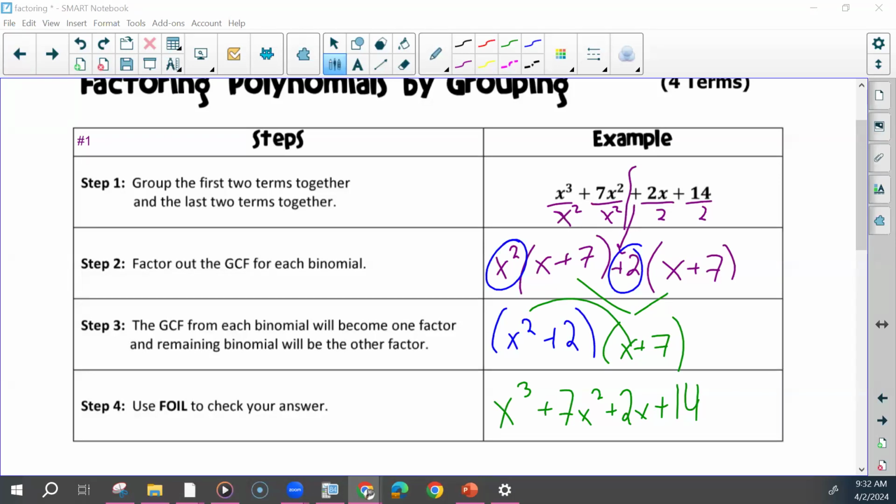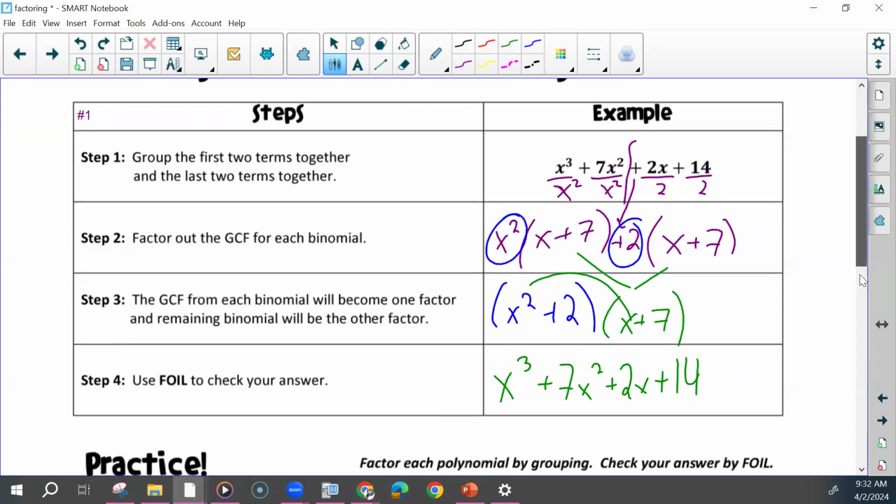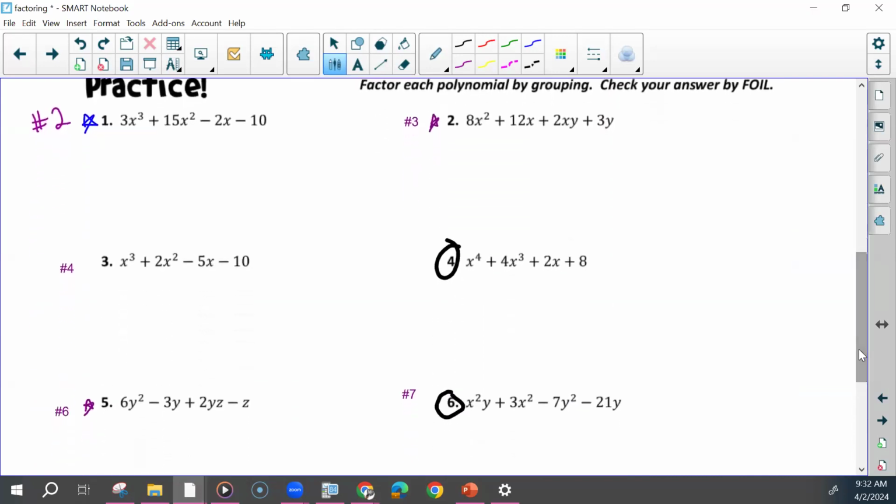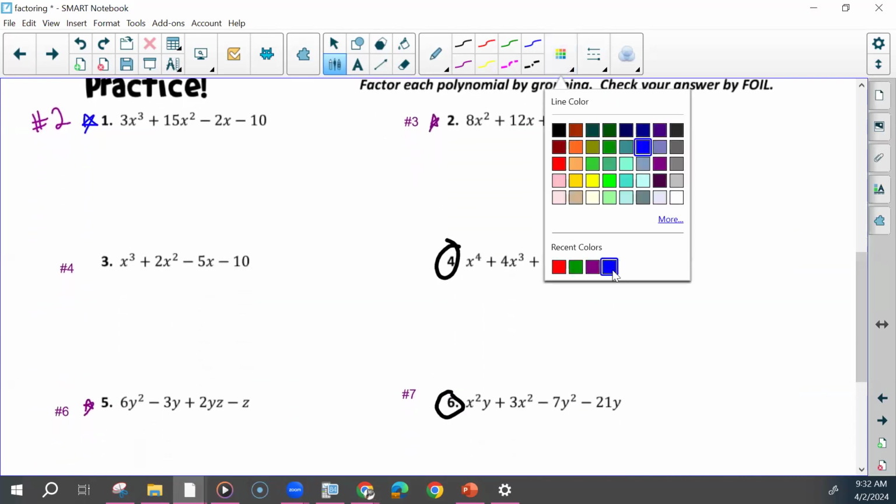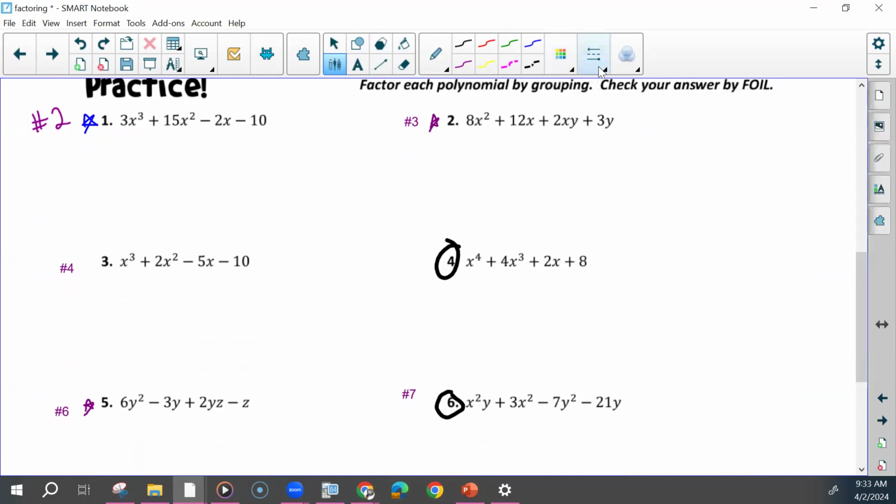So now we're going to do some of the examples. Starting with example 1, split that down the middle. What do those first two have in common? Daniel, make sure you're writing this down. What could we divide out of these two?